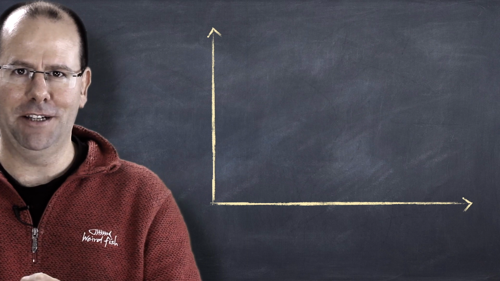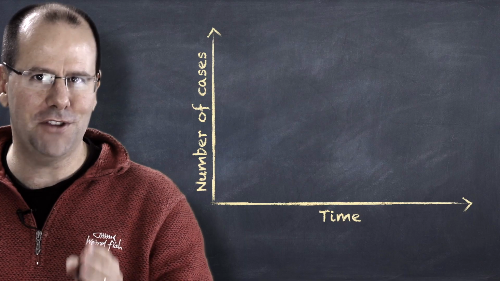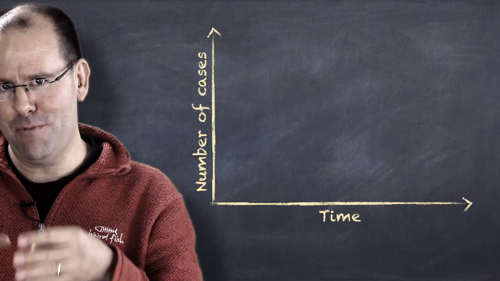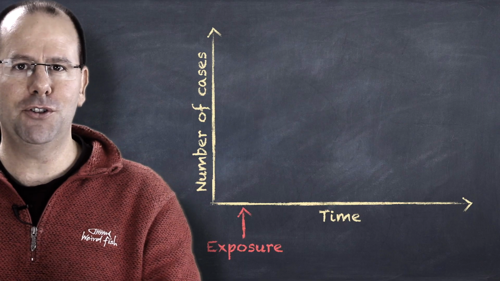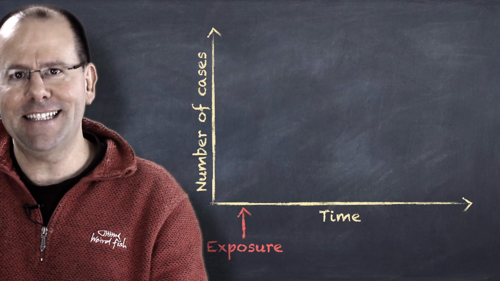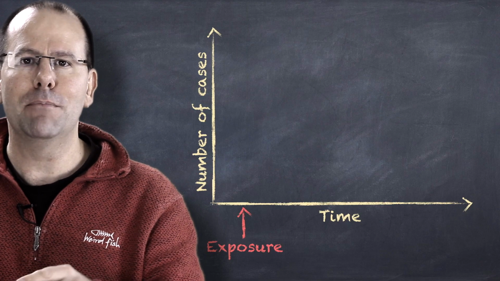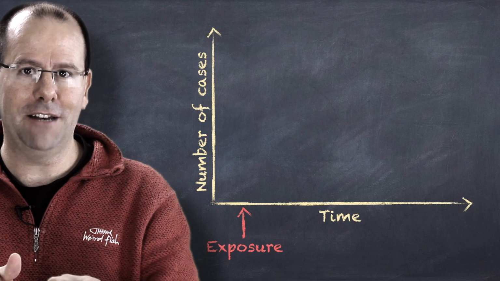So remember, an epidemiological curve is a graphical or visual representation of the onset of illness of cases in an outbreak. So the y-axis is the number of cases, the x-axis the time intervals during which the outbreak occurs. So at some point in time, our population of interest is exposed to a hazard. Now, we're talking about infectious disease, but remember, it doesn't have to be infectious disease. It could also be a chemical hazard, it could be radiation, but for the sake of these videos, we're going to be talking about infectious disease.